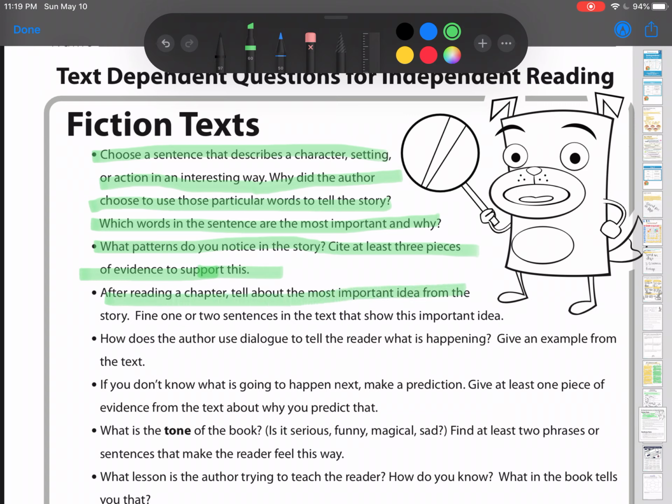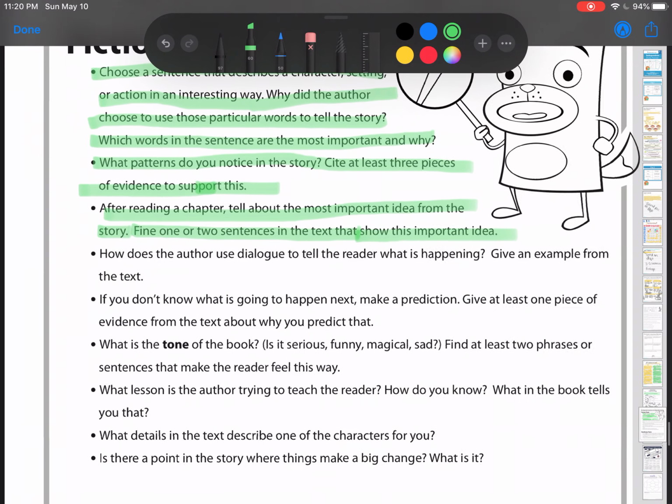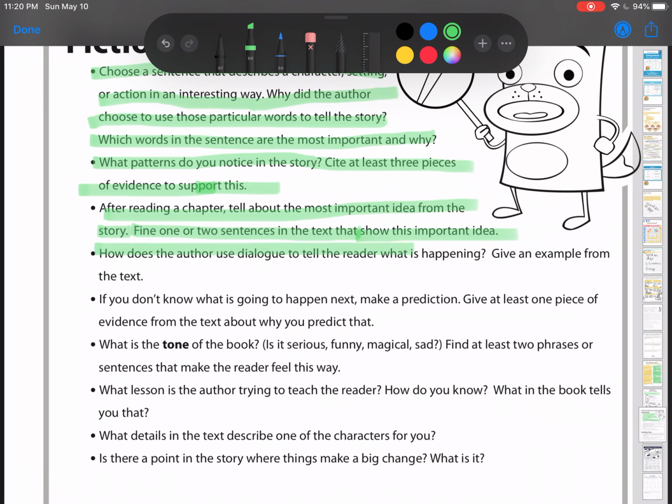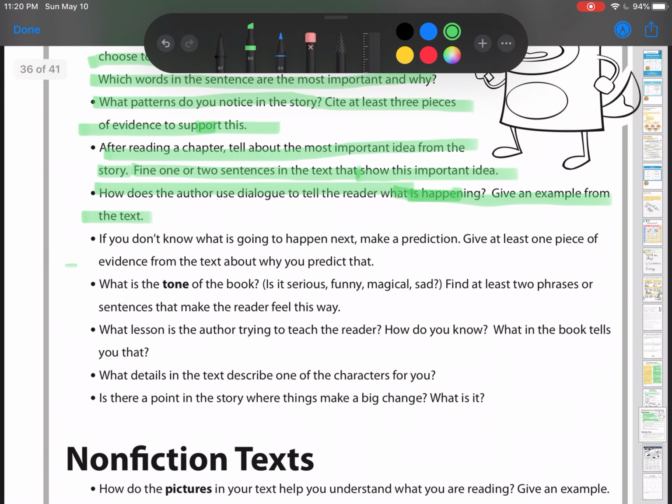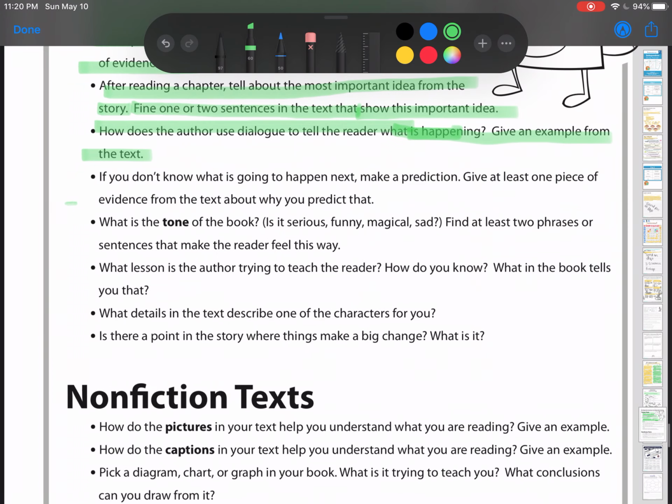After reading a chapter, tell about the most important ideas from the story. Find 1 or 2 sentences in the text that show this important idea. How does the author use dialogue to tell the reader what is happening? Give an example from the text. So this is something that you can go through and you can read a book and you can ask your parents. So this is for fiction text.